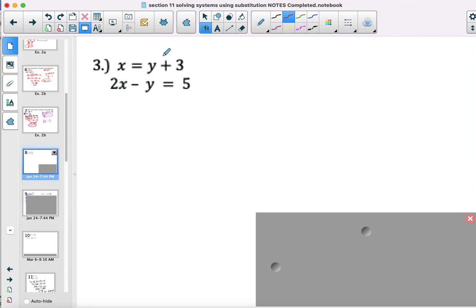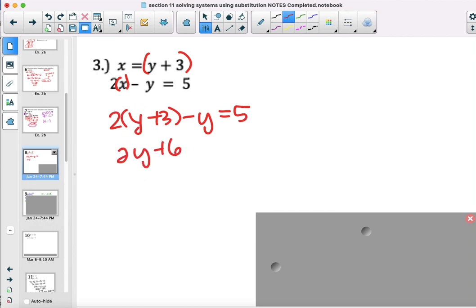Example 3 here, we have x by itself. And so I'm going to take it and plug it in for x in the second row here. I like, again, to use parentheses to show where I'm going to plug everything in. So I'm going to rewrite that bottom equation as 2 times the quantity, y plus 3, and then minus y equals 5. So 2y plus 6 is what I get when I distribute.